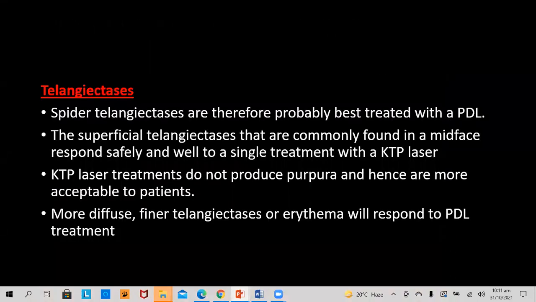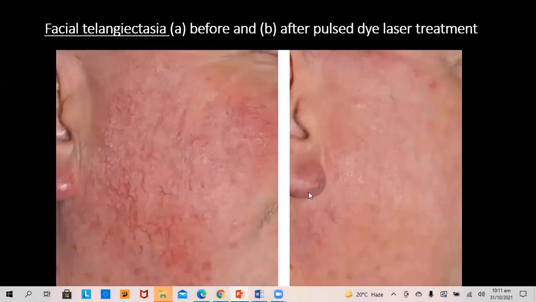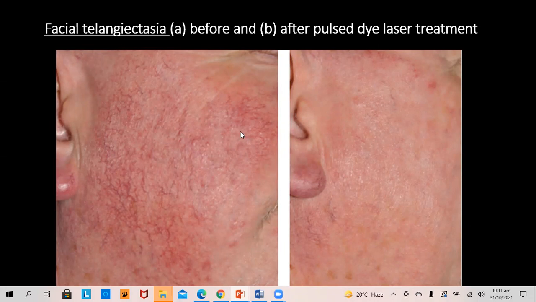Telangiectasias. Spider telangiectasias are probably best treated with PDL. Superficial telangiectasias that are commonly found on mid-face respond safely and well to single treatment with KTP laser. KTP laser treatment do not produce purpura and hence are more acceptable to the patients. More diffuse, finer telangiectasias or erythema will respond to PDL treatment. Then this is the response of facial telangiectasias with a few sessions of PDL.